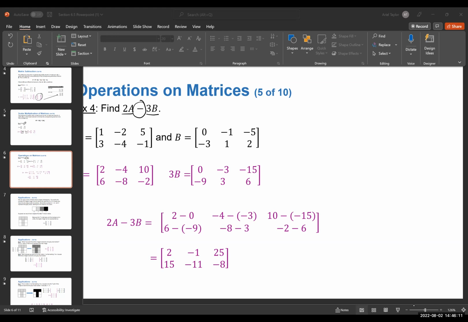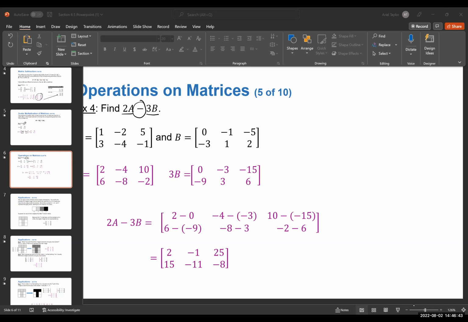And we're going to go 1, -2, -2, 5, 3, -4, -1. So that's my matrix A. So I'm gonna go back to matrix, go over, edit, put in matrix B. Again, it's a 2 by 3.